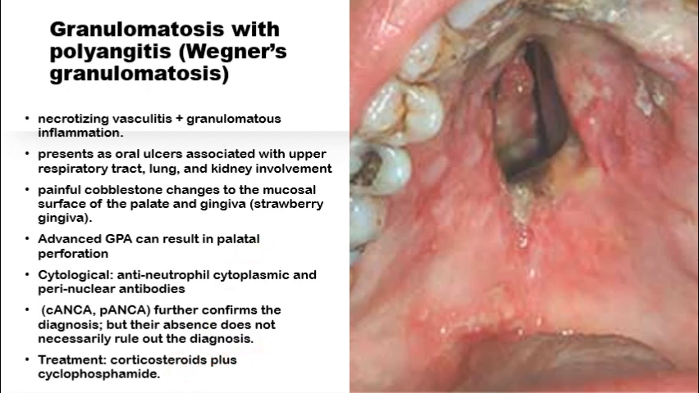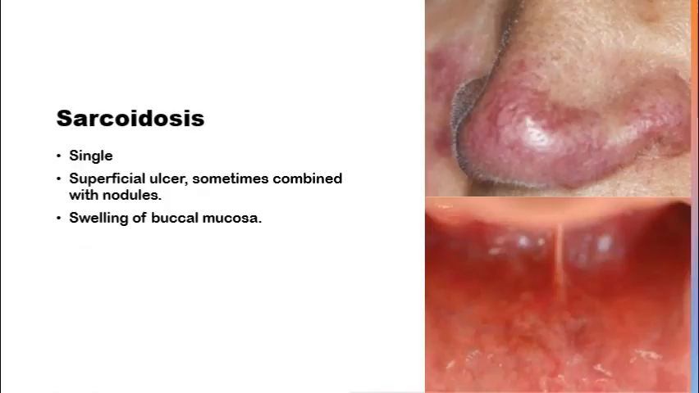The other granulomatosis that can cause a solitary chronic oral ulcer is sarcoidosis. This can give rise to a single superficial ulcer, sometimes combined with nodules and swelling of the buccal mucosa.